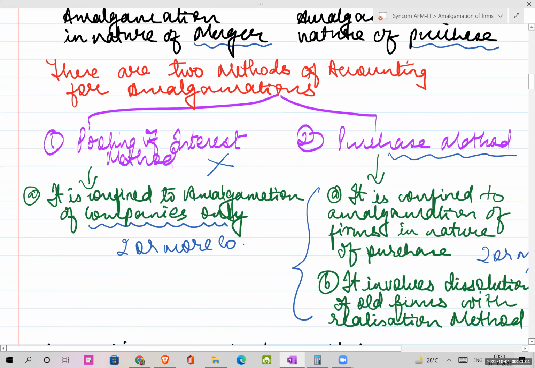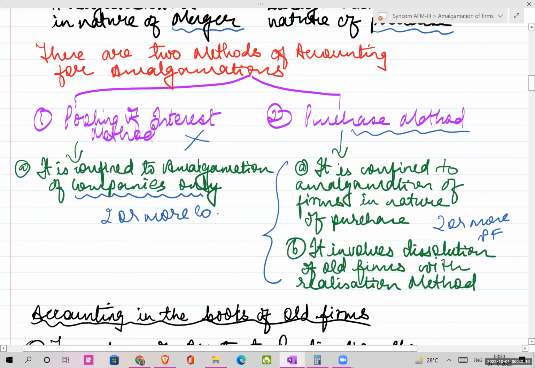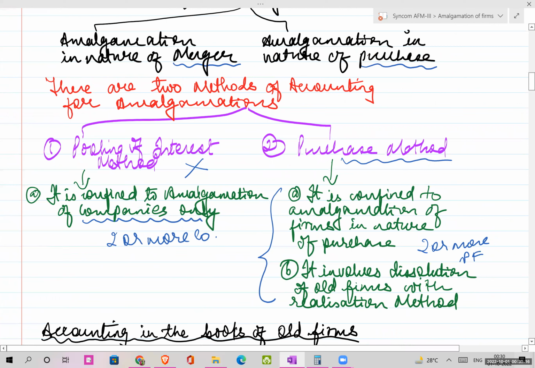The difference between both the methods is that when two or more companies are merged, the pooling of interest method is applicable for calculating the PC. The purchase method is confined to amalgamation of firms. When two or more firms come together, it is called amalgamation of firms, and the purchase method is applicable. But when two or more companies come together, the pooling of interest method is applicable. Pooling of interest method is not in your syllabus, so we'll be dealing with the purchase method.